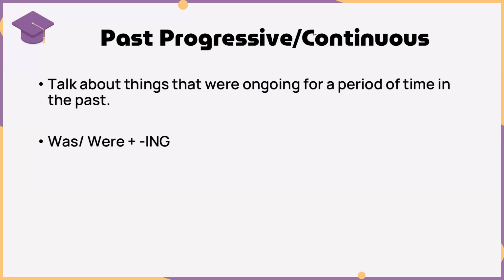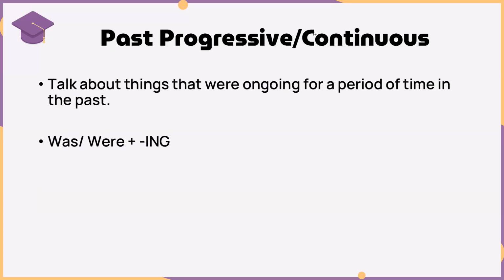Past progressive tense, or we can also say the past continuous tense in English. When are we going to use the past progressive? We're going to use it to talk about things that were ongoing for a period of time in the past. So let's say there's an interval in the past.